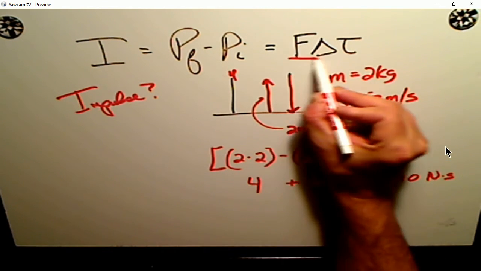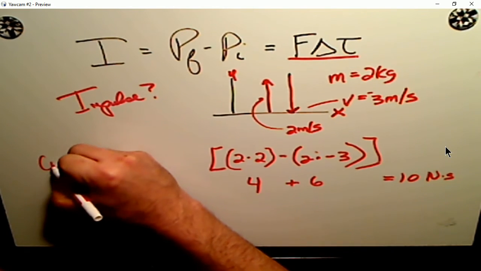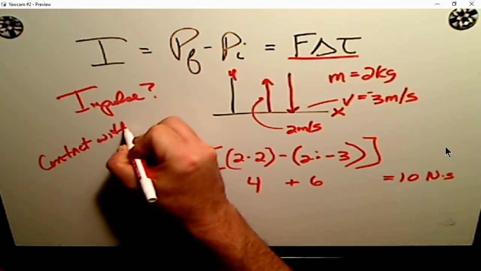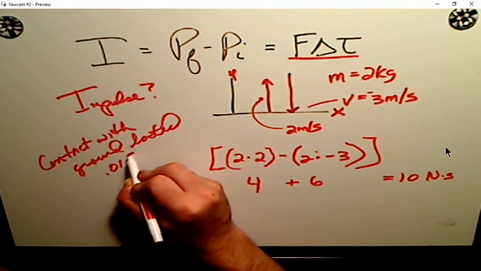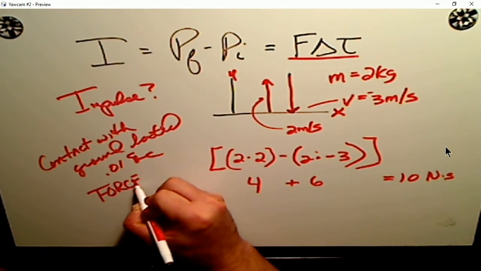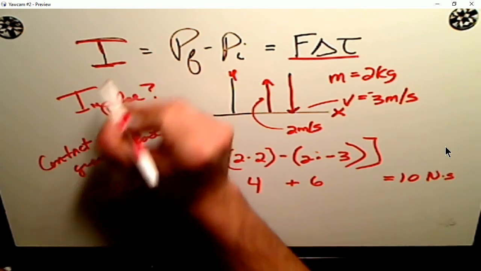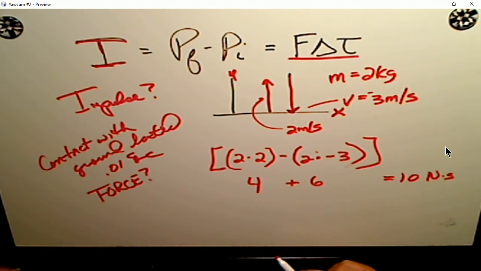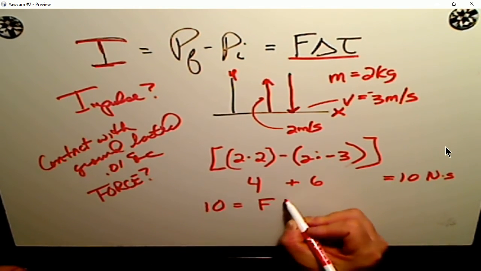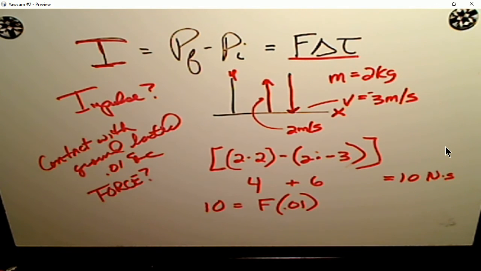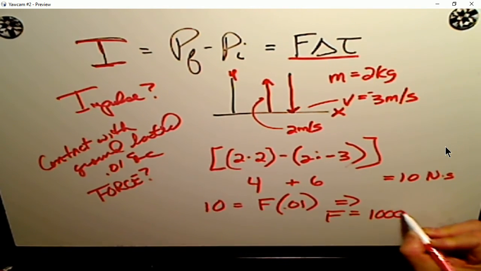So let's take a look at this part. What if the contact with the ground lasted 0.01 seconds? What was the force? Well, we know that impulse is equal to change in momentum is equal to force over a period of time. So in this case, it would be 10 equals force times 0.01, that period of time. And therefore, the force would be equal to 1,000 newtons of force.